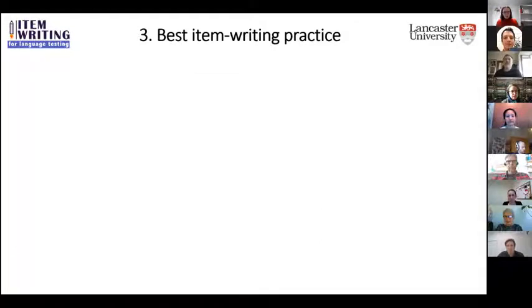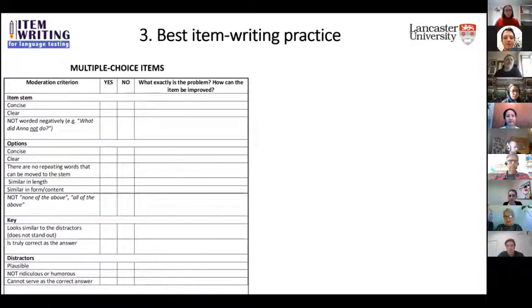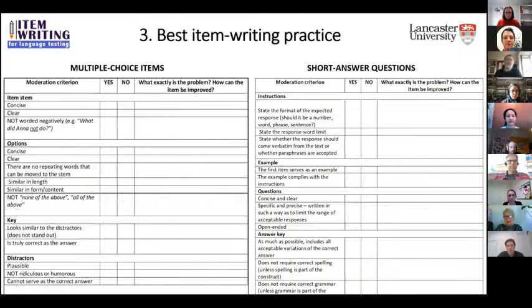And the third source of the criteria is best item writing practice for each particular item type. So, for example, this is a checklist for multiple choice items. Here is a checklist for short answer questions and so on. The recommendations for what a good multiple choice item should be like, or what a good short answer question should be like, can be found in the literature.